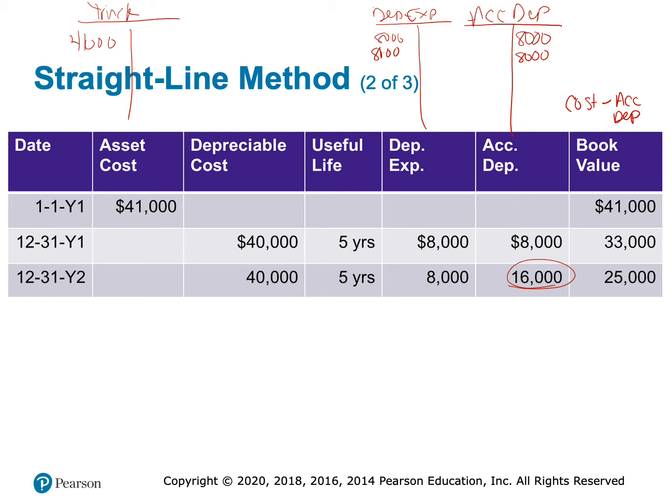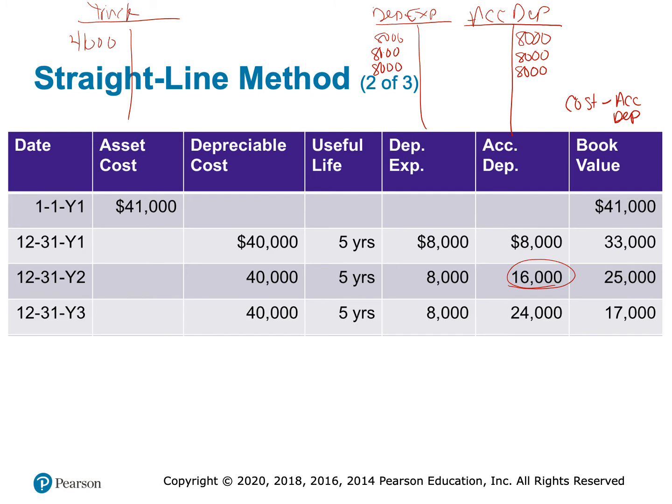So now we jump forward a whole other year. It's now 12/31 of year 3. I'm doing my adjusting entries. Again, I'm going to do an adjusting entry for depreciation where I debit depreciation expense for $8,000 and I credit accumulated depreciation for $8,000. So now the balance in accumulated depreciation is $24,000. And notice on that year's balance sheet, the year 3 balance sheet, the book value is just going to be $17,000. So as the accumulated depreciation increases, the book value decreases.